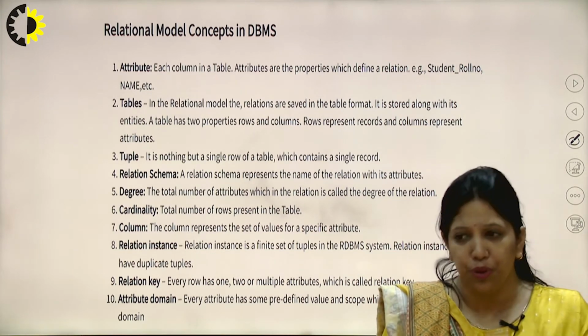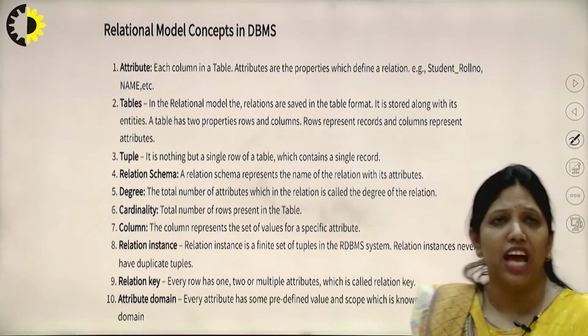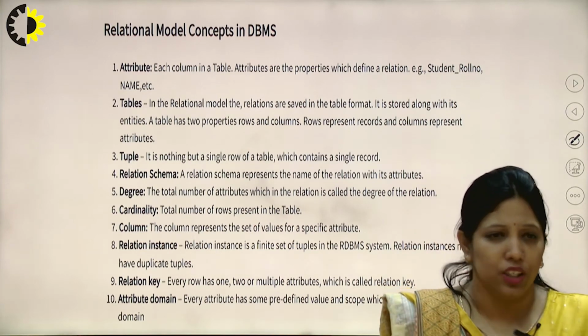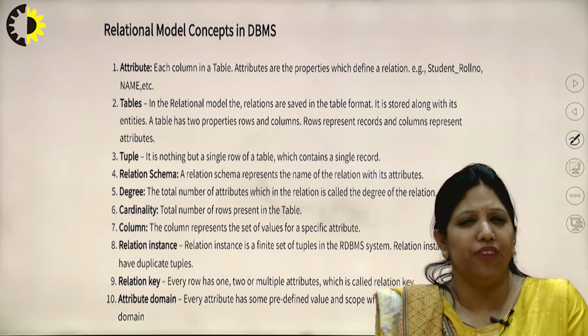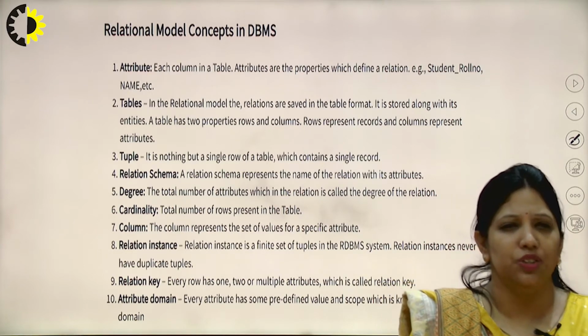Then we have attribute domain. Every attribute has a domain. So every attribute has some predefined values and scope, which is known as attribute domain.